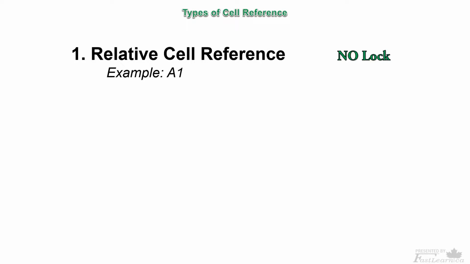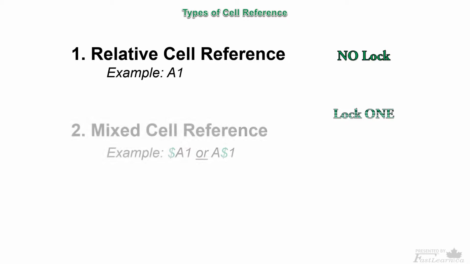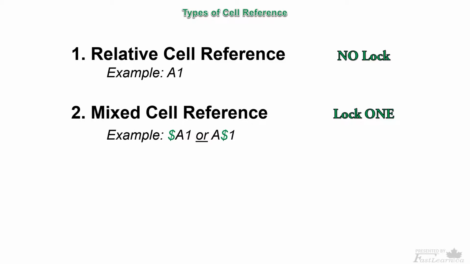There are 3 types of cell referencing. The first type is relative cell referencing. An example of relative cell referencing is A1. The second type is mixed cell referencing. An example of mixed cell referencing is $A1 or A$1. The dollar sign is in front of A or the 1. The dollar sign means lock. This is used to lock only the column or the row.